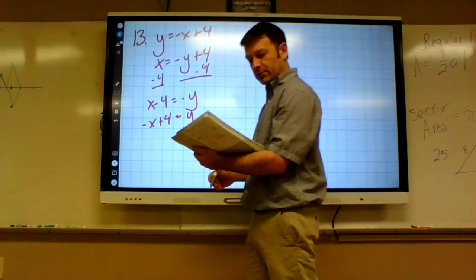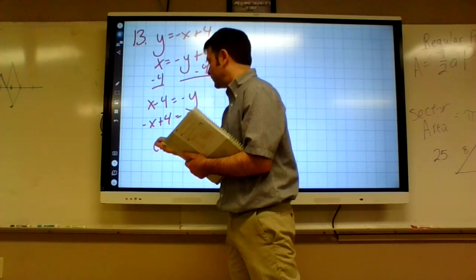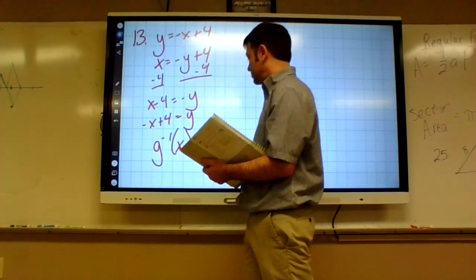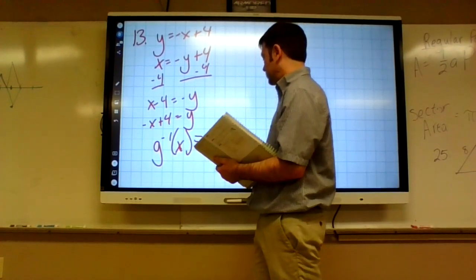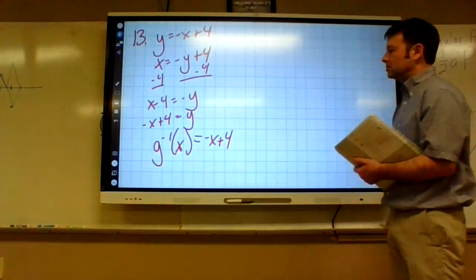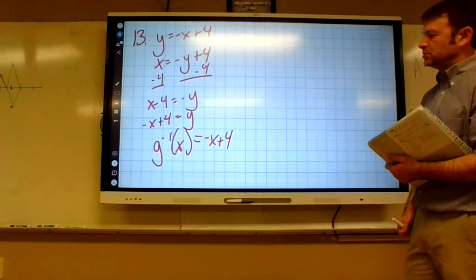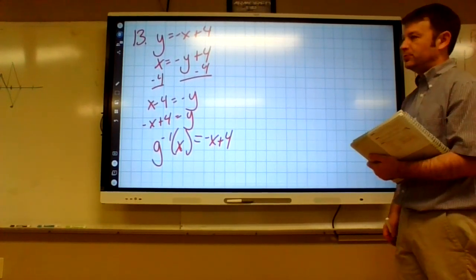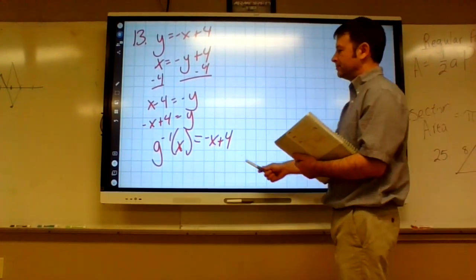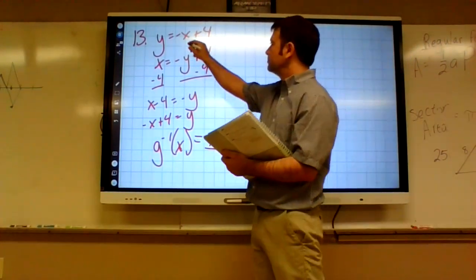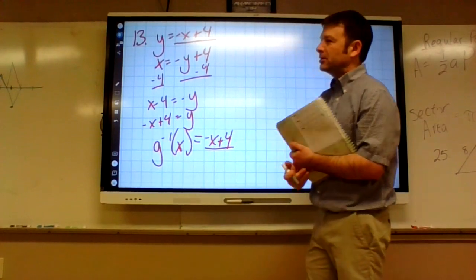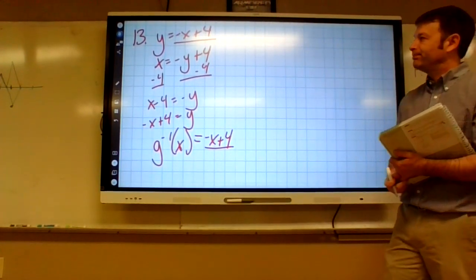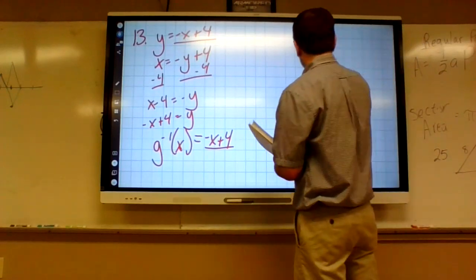So this is called g of x. So g inverse of x equals negative x plus 4. Does that look familiar to anybody? So the original function and the inverse are the same thing. Why would they be the same thing?